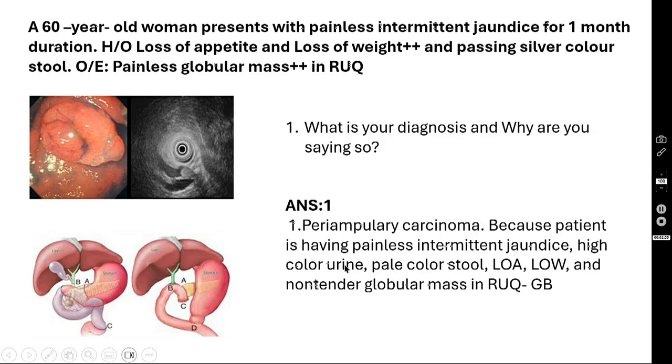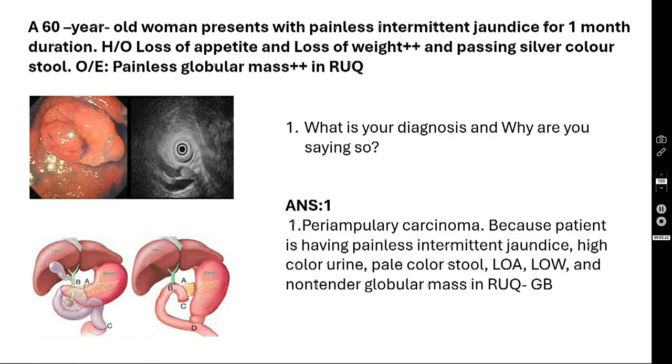The correct answer is, it is peri-ampullary carcinoma, this one, because the patient is having painless intermittent jaundice, high color urine, pale color stool, loss of appetite, loss of weight, and a non-tender globular mass in the right upper quadrant, that is the palpable gallbladder. The patient will have the same thing in CA head of the pancreas, but the jaundice is not intermittent, it is progressive jaundice in case of CA head of the pancreas.